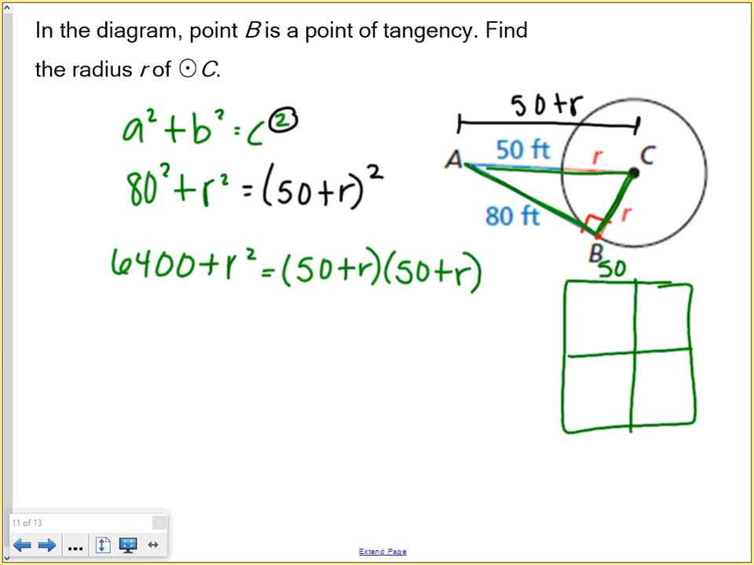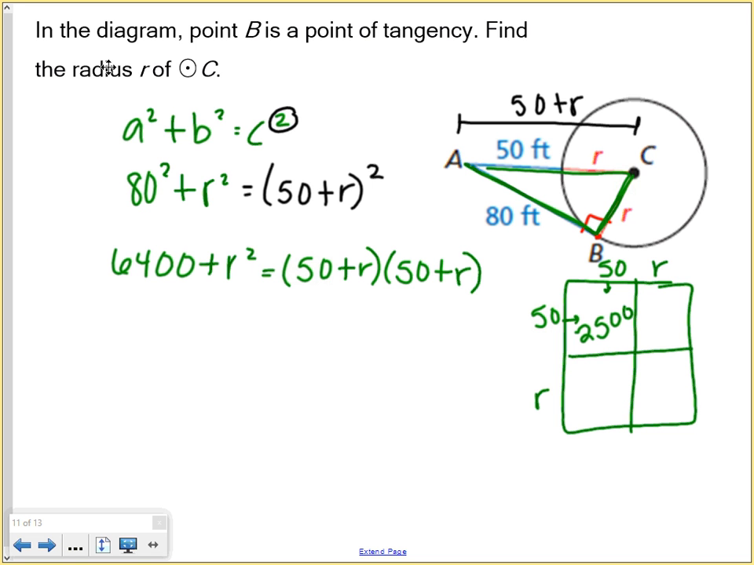50 plus R on one side, 50 plus R on the other. Now normally when you multiply binomials, it doesn't matter which one's on the top and which one's on the side, because you're multiplying nonetheless. All right, now when we do our box method, we take the cross product of each row and column. So this first top left box is going to be the row 50 and the column 50. So what's 50 times 50? 2,500.